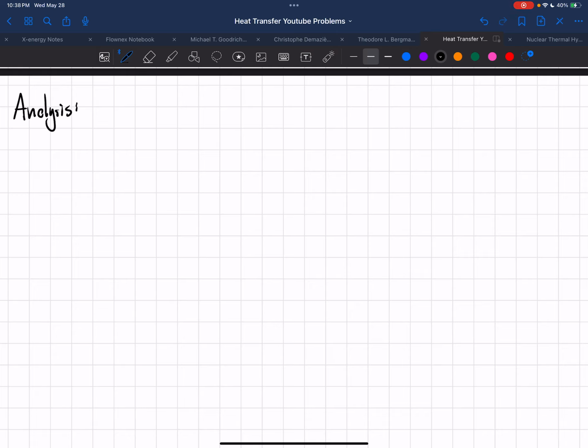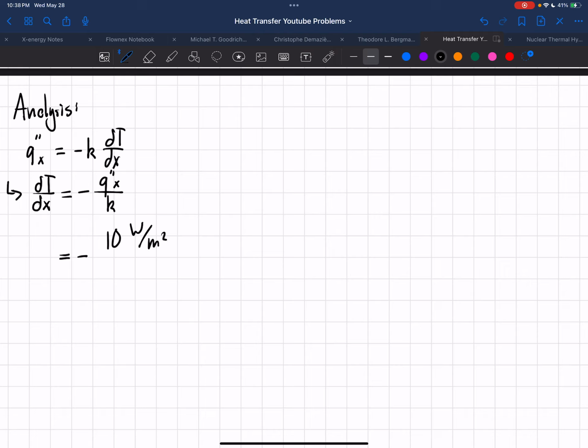So under steady state conditions, q double prime sub x equals minus k dT/dx. And we don't have the kA like we usually do because we have this double prime here, which means it's in terms of the area. So knowing this, let's go ahead and just quickly rearrange. We want dT/dx, so that's what we will solve for. And that's going to be equal to minus q double prime sub x over k. And that is equal to minus 10 watts per meter squared, divided by 2.3 watts per meter Kelvin.